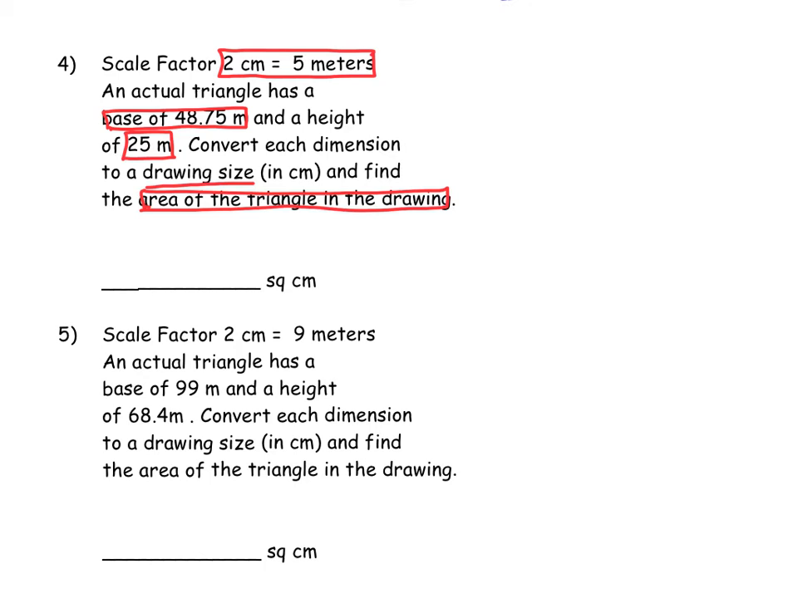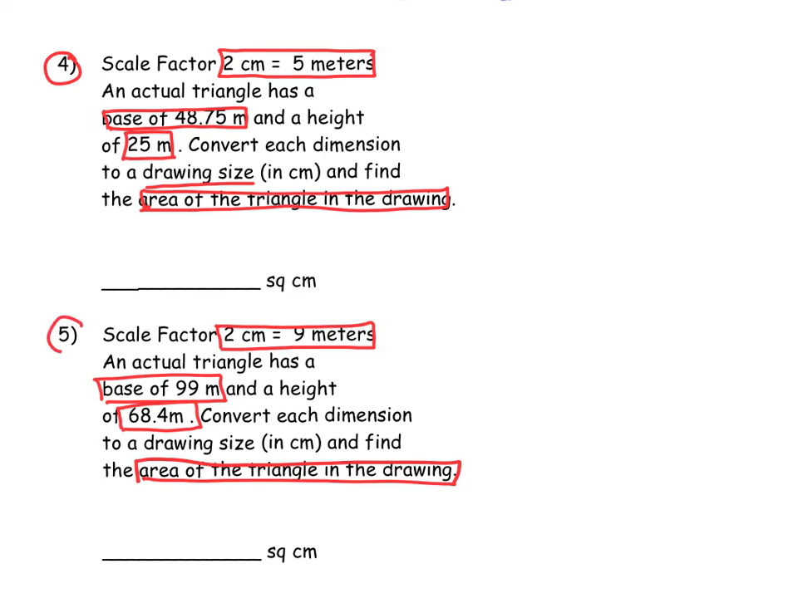And in problem 5, the scale factor states 2 centimeters equals 9 meters. The actual triangle has a base of 99 meters and a height of 68.4 meters. Convert each dimension to a drawing size in centimeters and find the area of the triangle in the drawing. Once again, this is completed just like problem number 3. Use your notes from problem number 3 to complete problems 4 and problems 5.